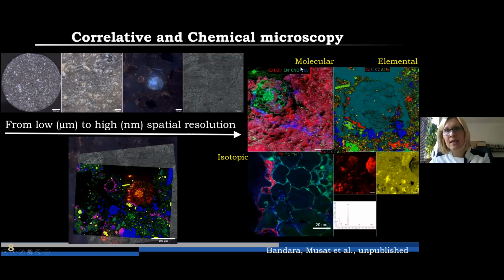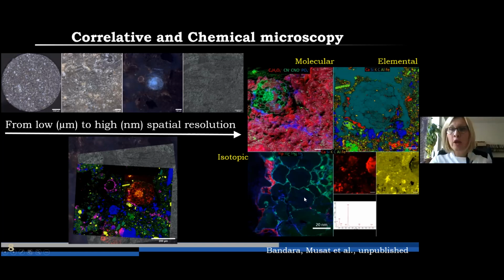Yeah, and you can see that molecular fragments, which are indicators for proteins or for phosphorus storage or for carbon, as well as elements like calcium, which is important for plant development, potassium, carbon, and also metals can be mapped together with isotopes. And you can get isotopic ratios of those features you want to investigate. In this case, it was the plant root.